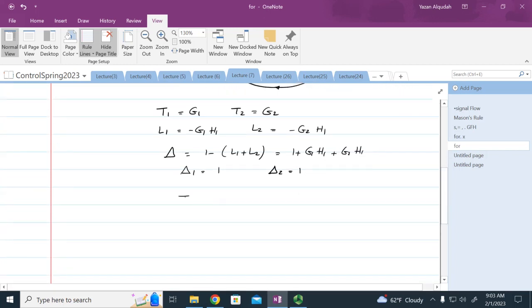Okay, so therefore, the transfer function is going to equal T1 delta 1 plus T2 delta 2 over delta, which is going to equal G1 plus G2 divided by 1 plus G1 H1 plus G2 H2.